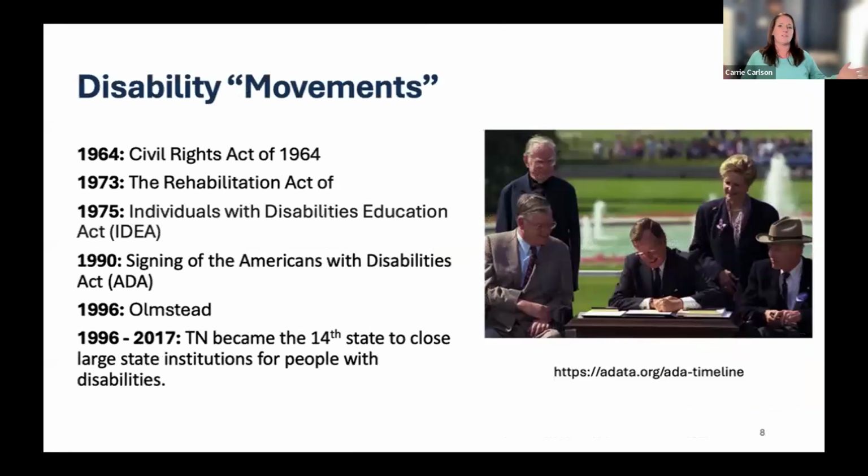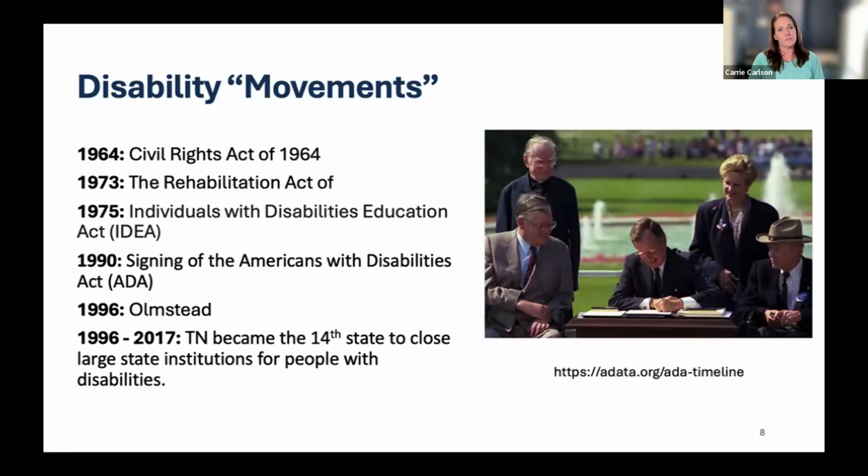And I have disability movements on this because, as you see on the right-hand side of this slide, is George H.W. Bush signing the Americans with Disabilities Act, right? And we are still moving, and we've come a long way, but we still have a lot further to go, right? So in 1964, the Civil Rights Act, and I've had people say, well, that wasn't about disability. Well, it really was, because it started opening that up, right? It was the first thing that opened up equal treatment of people, right?